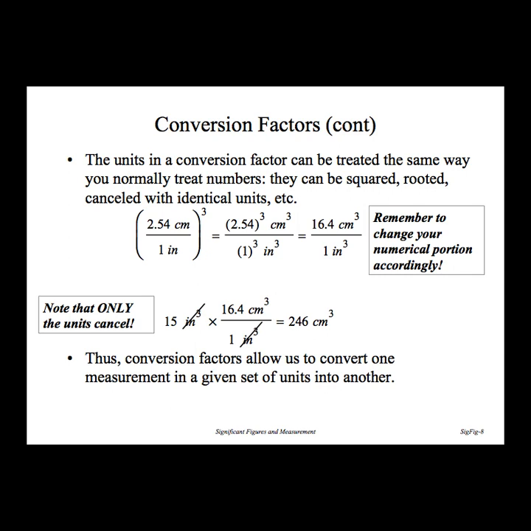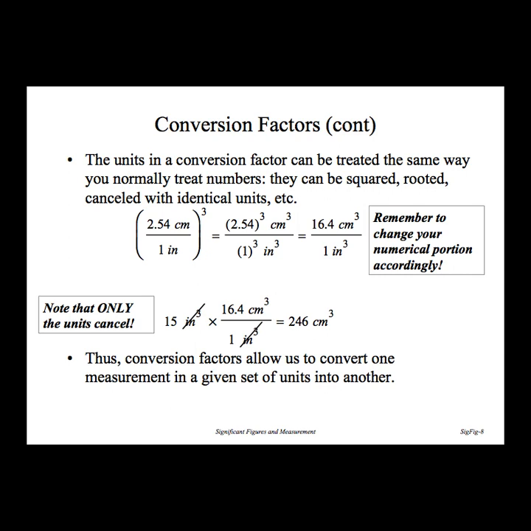And so we're left, after canceling those units, with cubic centimeters. And so 15 cubic inches is equal to 246 cubic centimeters. Now, since I'm using significant figures, once again, since the number of significant figures we have in our starting point is 15, we can only have 2 significant figures in our answer.